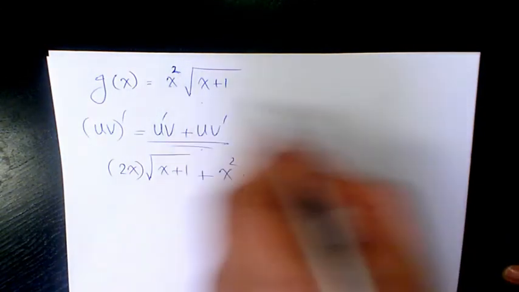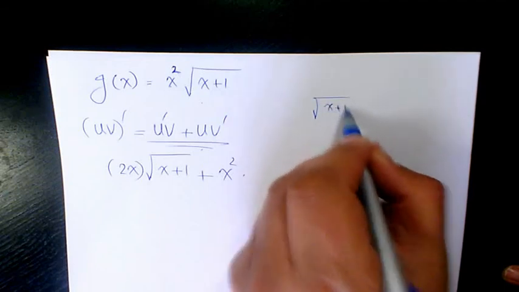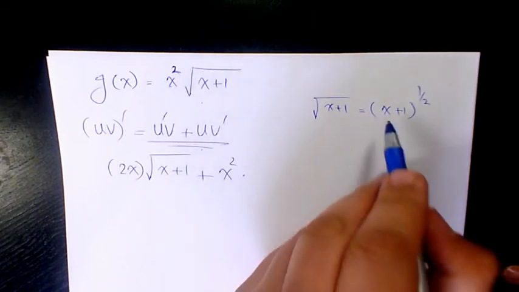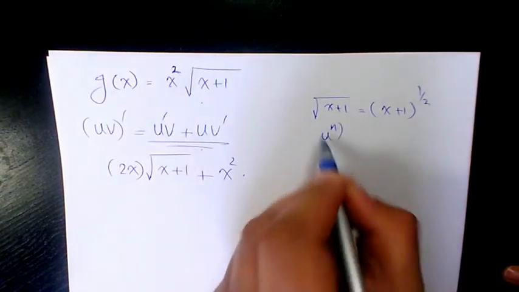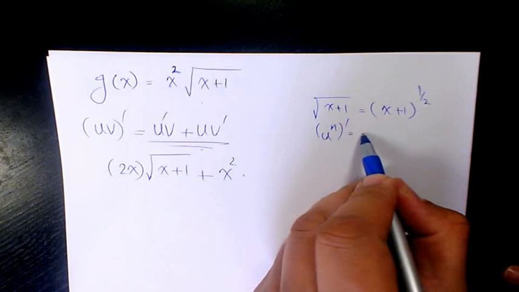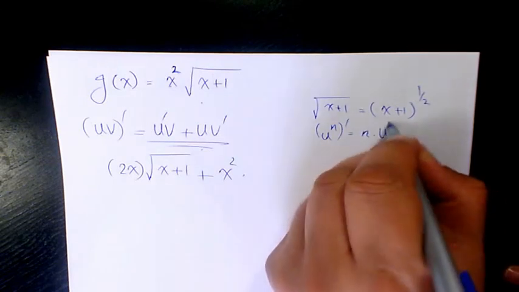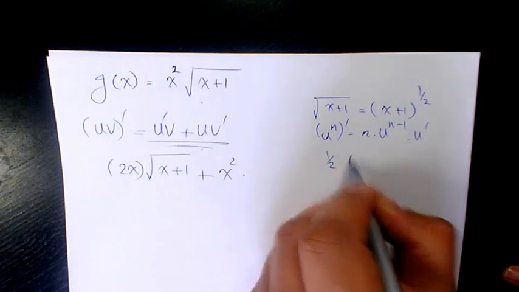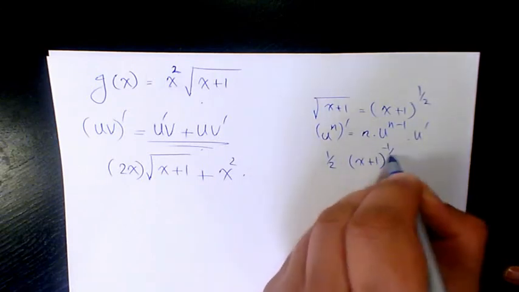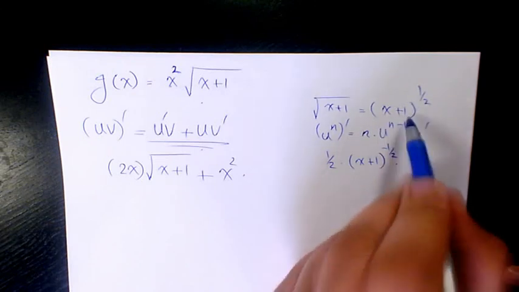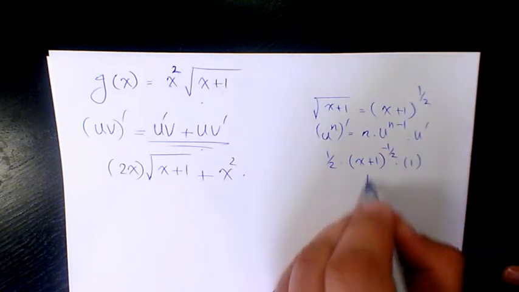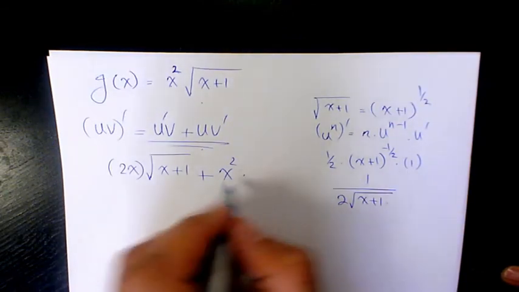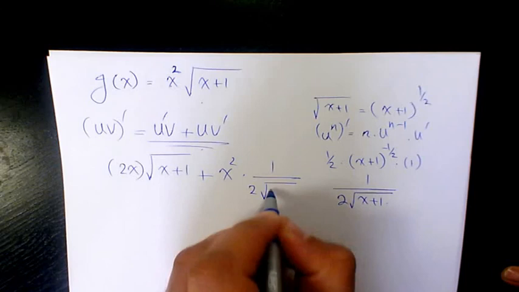We know square root of x plus 1 is the same as x plus 1 to the power of 1/2. And whenever you have u to the power of n and you want to find the derivative, it's going to be n times u to the power of n minus 1 times u prime. That's going to be 1/2 times x plus 1 to the power of negative 1/2 times the derivative of x plus 1, which is 1. So that's going to be 1/2 root x plus 1.